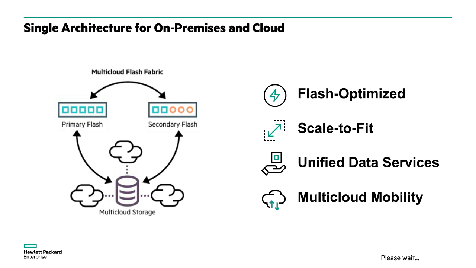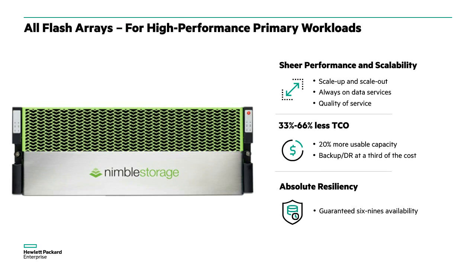The first component of the multi-cloud flash fabric are the Nimble Storage all-flash arrays. Our all-flash arrays were designed and built to be generationally beyond other all-flash arrays. So how do we accomplish that? One is we start out with 20% more usable capacity than typical all-flash arrays. That's going to drive a level of efficiency that's not seen in some competitors' offerings.